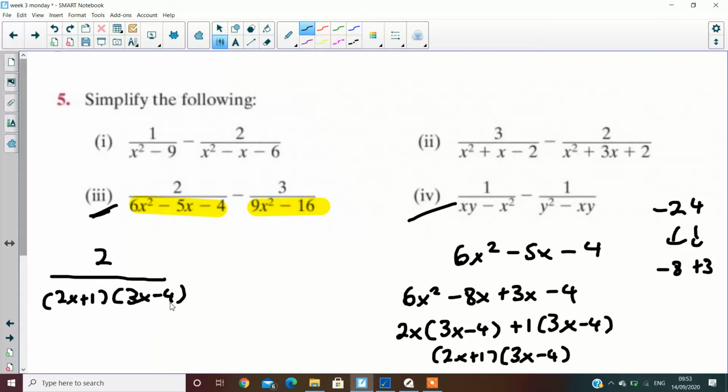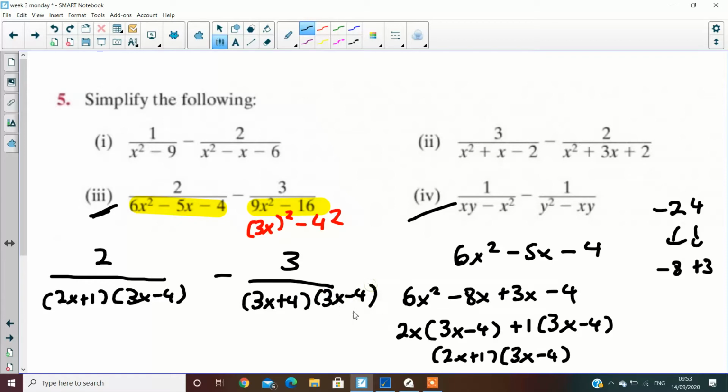So 9x squared minus 16 is what we're going to have next. So we're going to do the difference of two squares. It's the same thing as 3x squared take away 4 squared. So it's actually going to be 3x plus 4 and 3x minus 4. Everybody good so far?